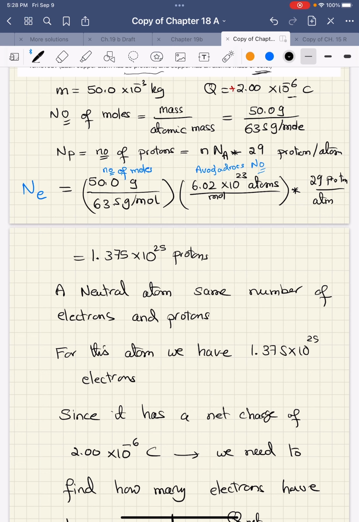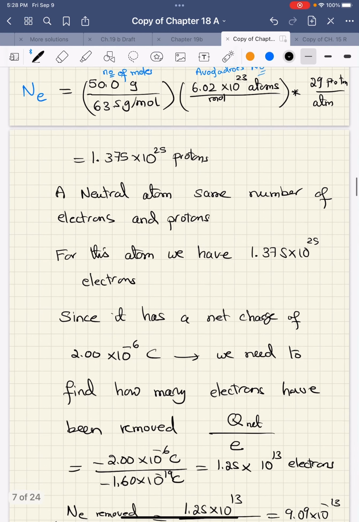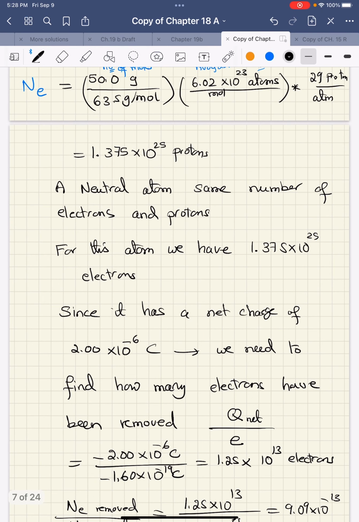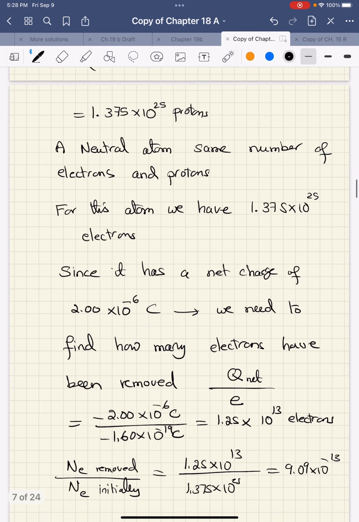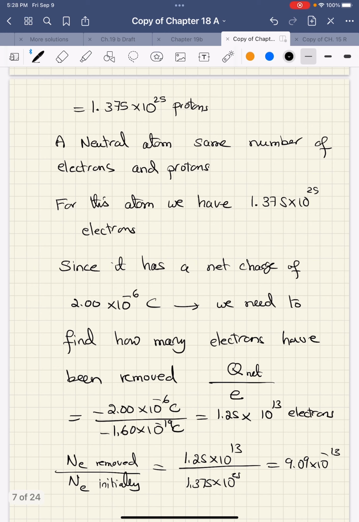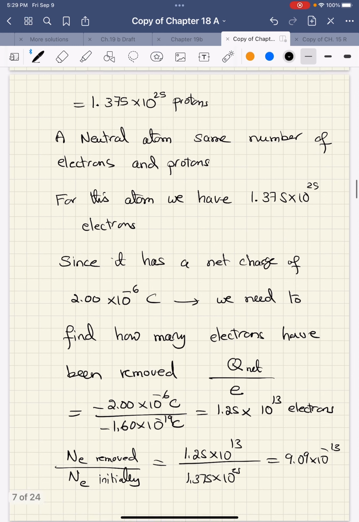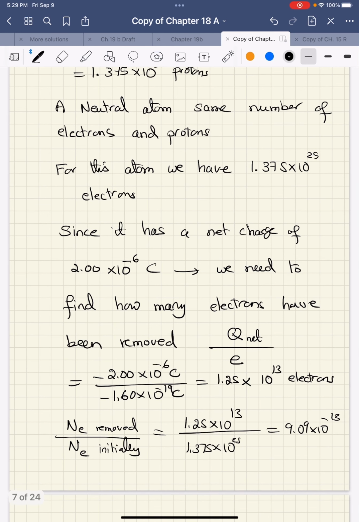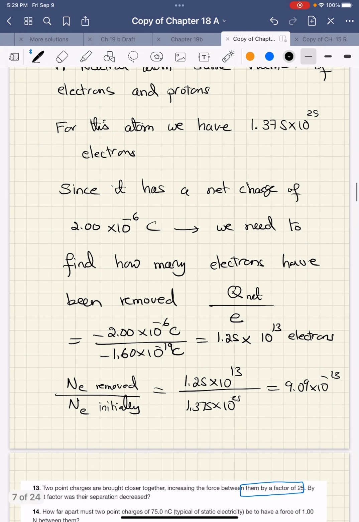Since it has a net charge of 2 times 10 to the negative 6, we need to find how many electrons have been removed, and this is going to be the Q net divided by 1 electronic charge, and that is going to be 1.25 times 10 to the 13 electrons. And we can actually calculate Ne removed divided by Ne initially, and we will find that this ratio is going to be 9.09 times 10 to the negative 13.